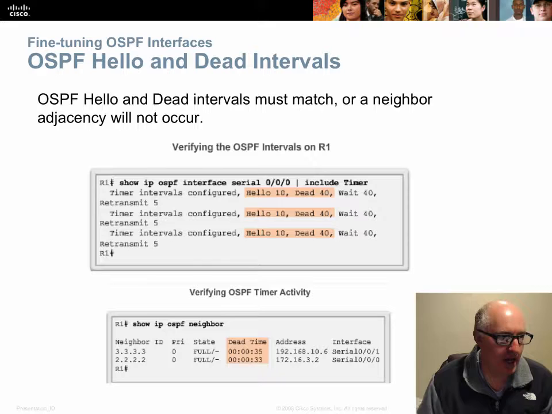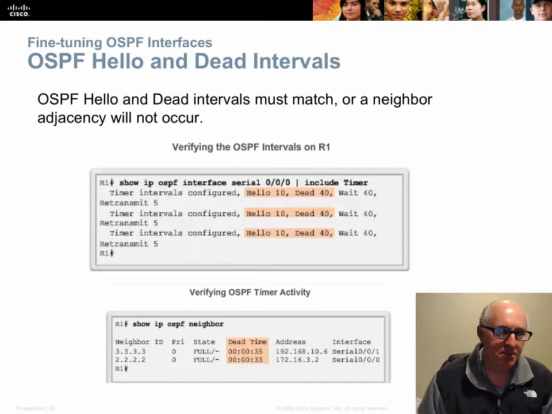Once a neighbor is considered dead, all the routes learned from that neighbor must be marked as unreachable until you get a hello from that neighbor again. So it's important to have the dead interval some multiple of the hello interval. In this case, it's 4 times higher.